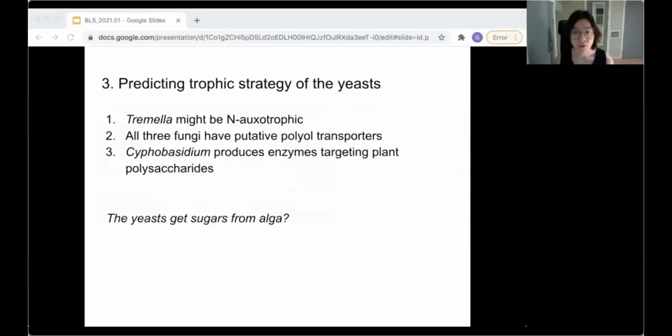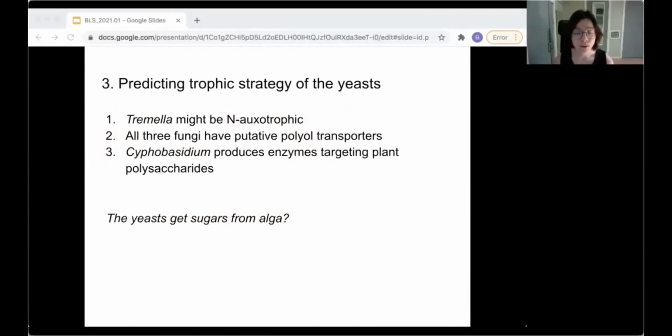First, Tremella has a profile of a nitrogen auxotroph. It means that it cannot assimilate inorganic nitrogen. It has to get organic nitrogen from some other living organism. But we cannot tell if it gets it from the Lecanoromycete, from the alga, or from somewhere else.